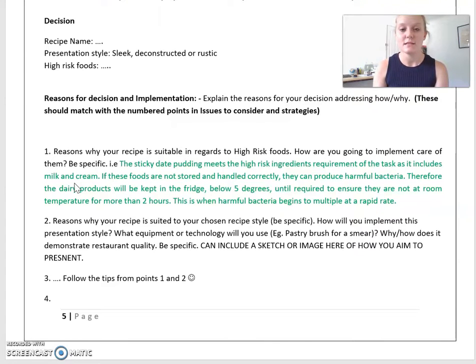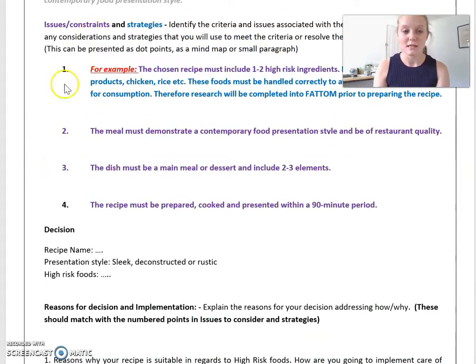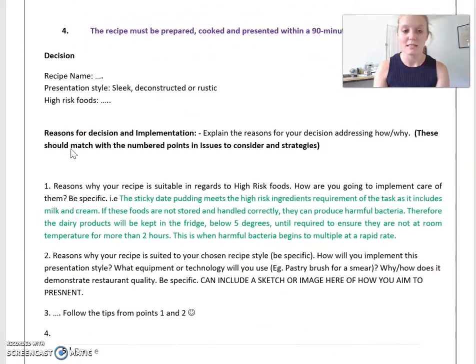Explain the reasons for your decision, addressing how and why. These should match with the numbered points in the issues to consider and strategies. Okay, so they relate together. This here relates to this number 1 up here. Okay, you need to keep them together.